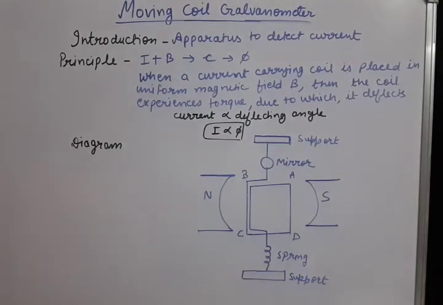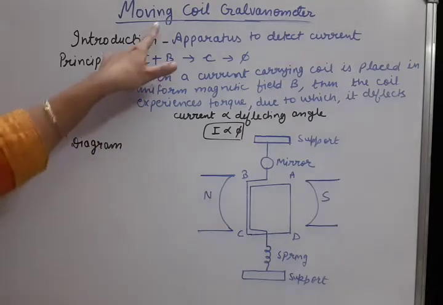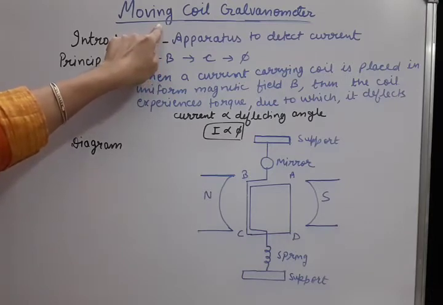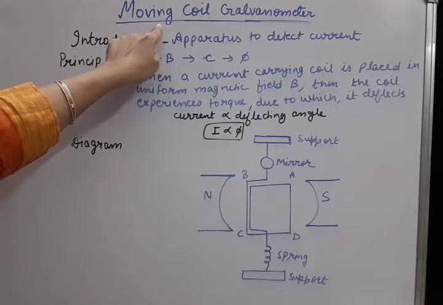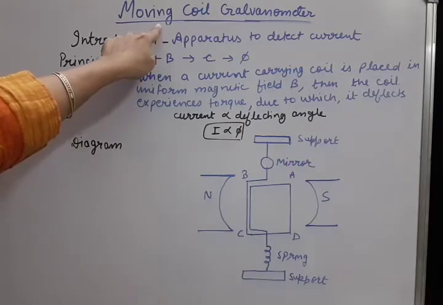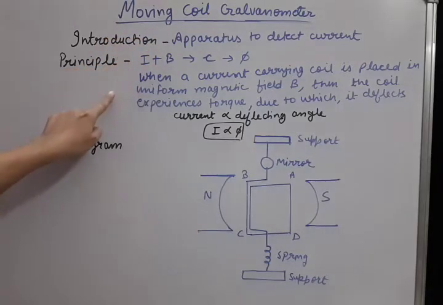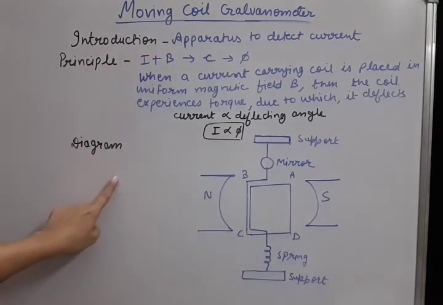Hello students, let us understand today one apparatus in our unit number 3, magnetism. The apparatus name is moving coil galvanometer. Because it is an apparatus, mainly we are going to understand this topic under different subheadings like introduction, principle, diagram, working, derivation, uses, conversions. So these are the headings which we are going to study one by one.